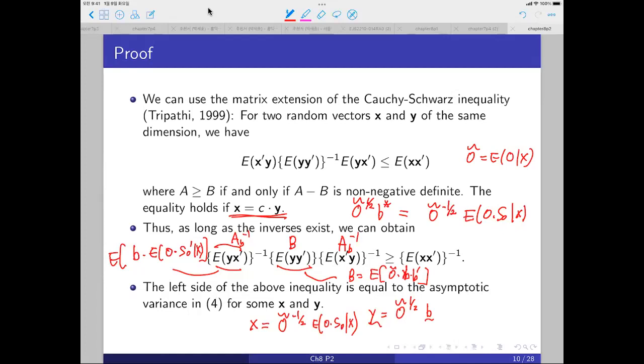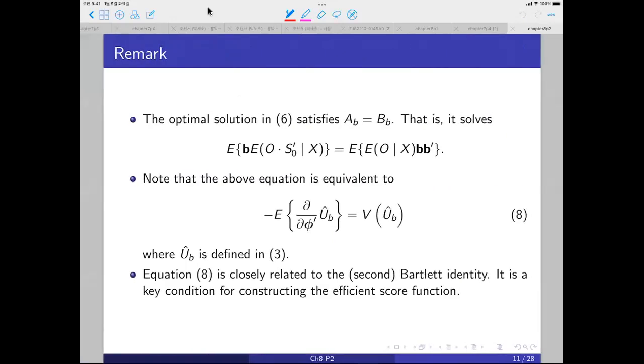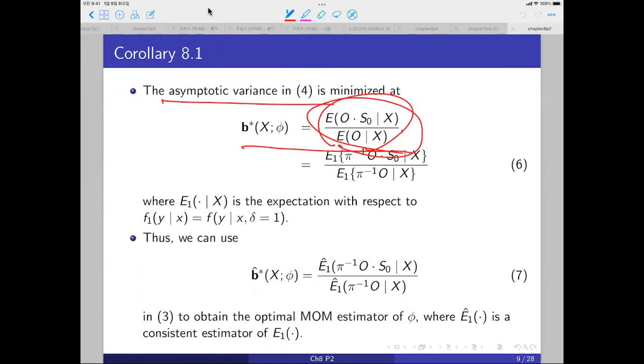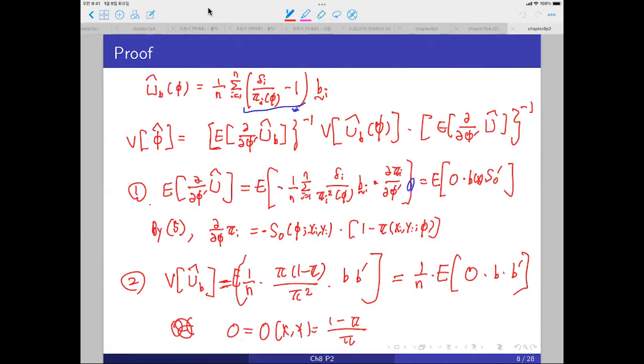Okay, let's move on. So, we found the optimal solution, right? That's very good news, because that's not a trivial problem, right?